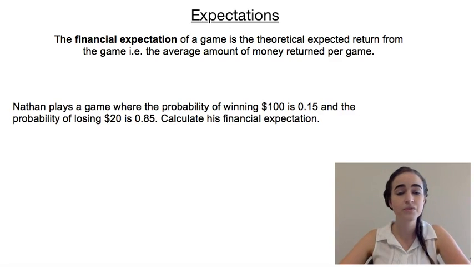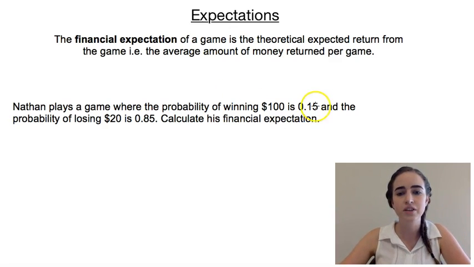Our first example says Nathan plays a game where the probability of winning $100 is 0.15 and the probability of losing $20 is 0.85, and we're asked to calculate his financial expectation. The first thing to notice is that because the probability of winning is 0.15 and the probability of losing is 0.85, they're our only options.